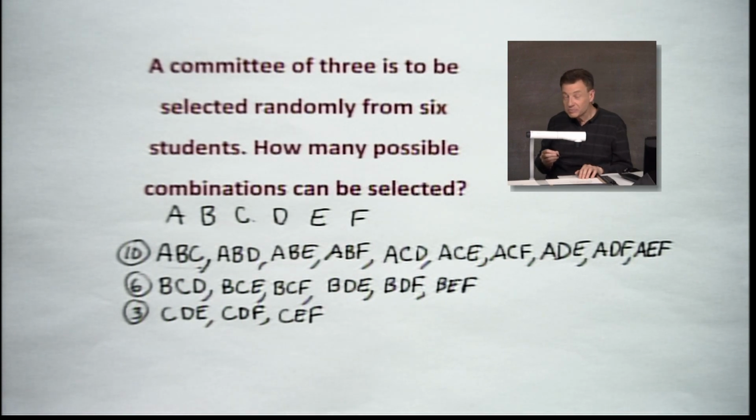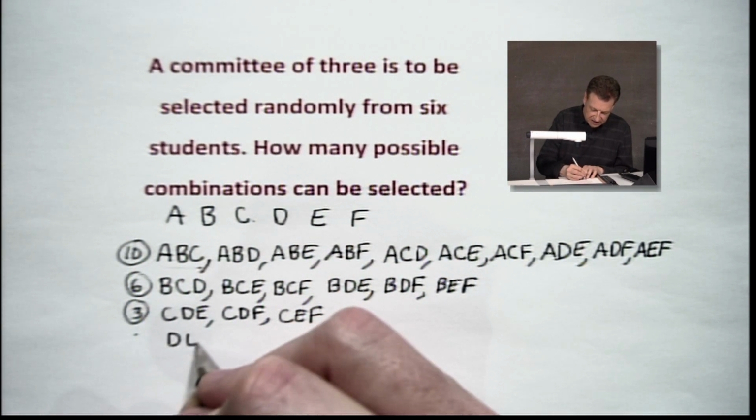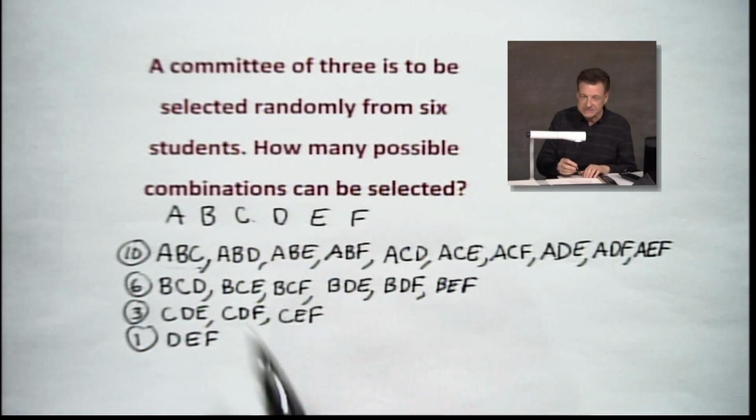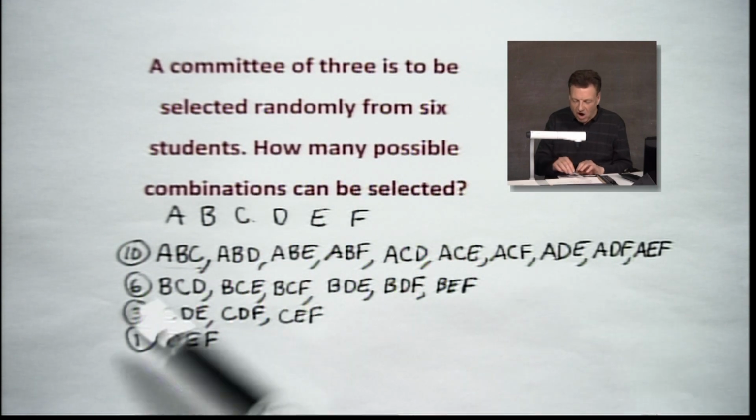Plus 6, plus 10, 19. Whew. I see one more. Let's put a D, an E, and an F. And you know, we're done, because that is our last possibility. Anything else we try to put together here will have already been repeated.